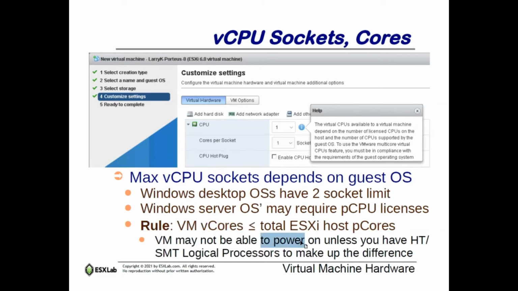Because in order for a VM to power on, all virtual cores must be serviced by physical cores. If I declare a VM that's bigger than the physical core count on my ESXi host, that VM may not be able to power on because there may not be enough cores and/or hyper-threaded logical processors to service all of the declared virtual CPU cores.